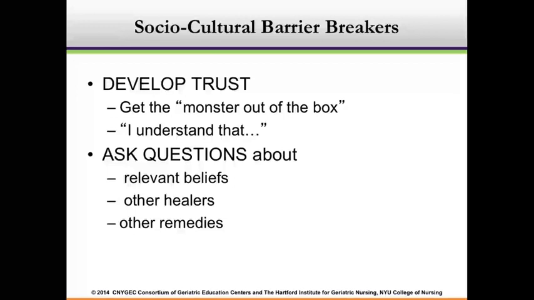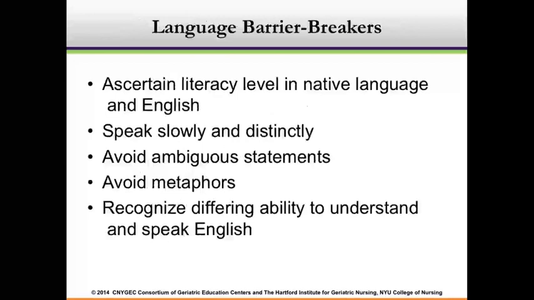You need to ask questions. Asking questions in a respectful way is perfectly fine, and it creates trust. You need to ask about relevant beliefs, about other healers, and other remedies, because you won't get the whole picture unless you do that. Ascertain the literacy level in a native language and in English. Speak slowly and distinctly, but not too slowly, because you will lose cadence when you do that. The rhythm of language also helps comprehension. Avoid ambiguous statements, avoid metaphors, recognize different abilities to understand and speak English.